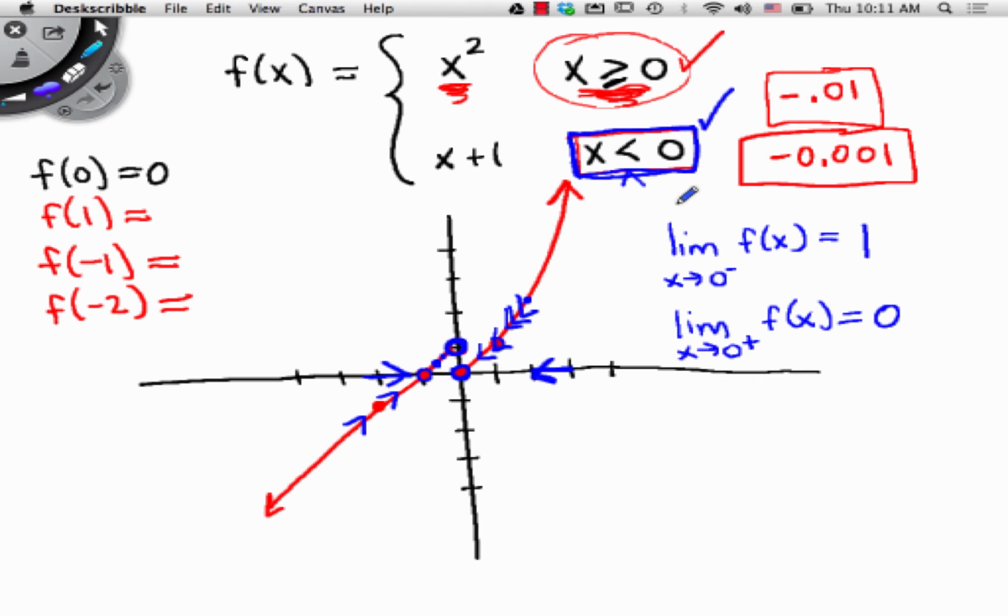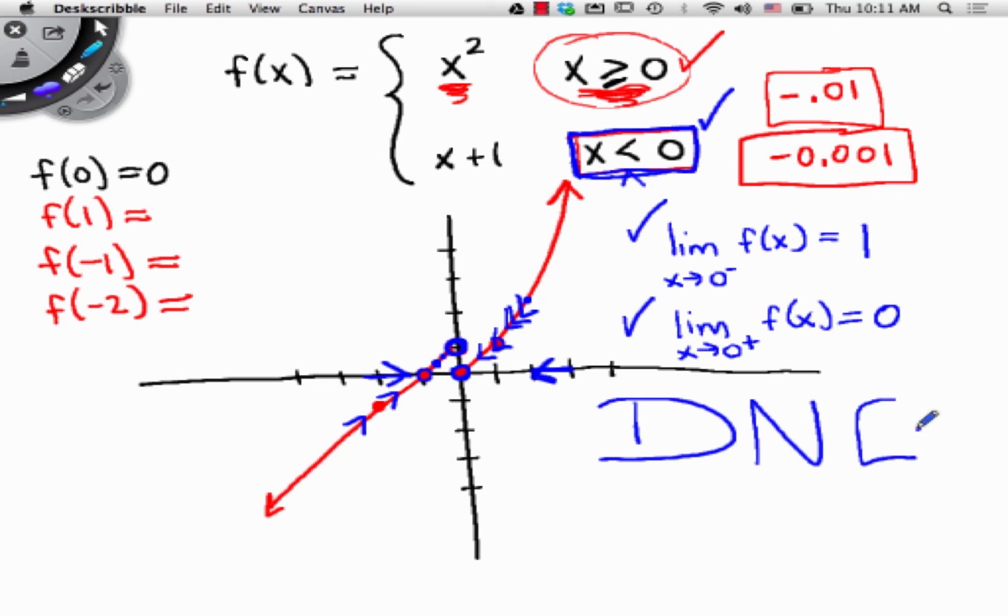Okay? So, here's the left-hand limit. Here's the right-hand limit. Do they agree? No. The limit does not exist. So, we say DNE, does not exist. All right, let's do another one.